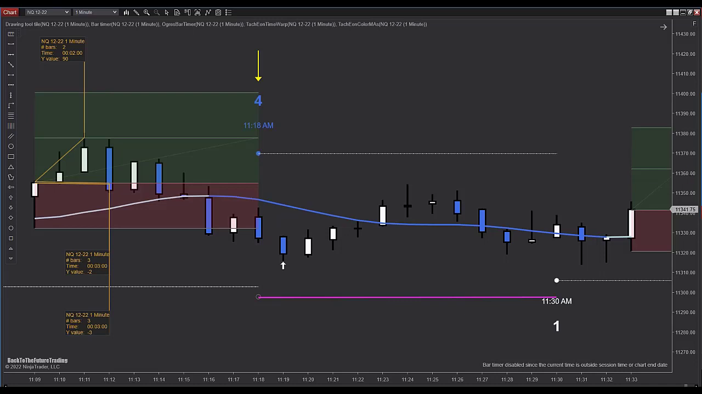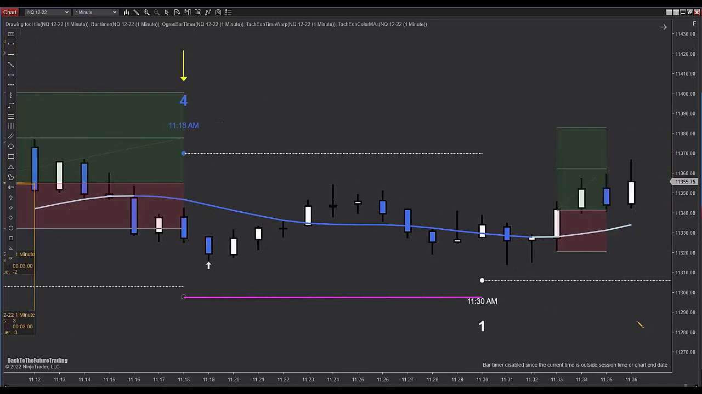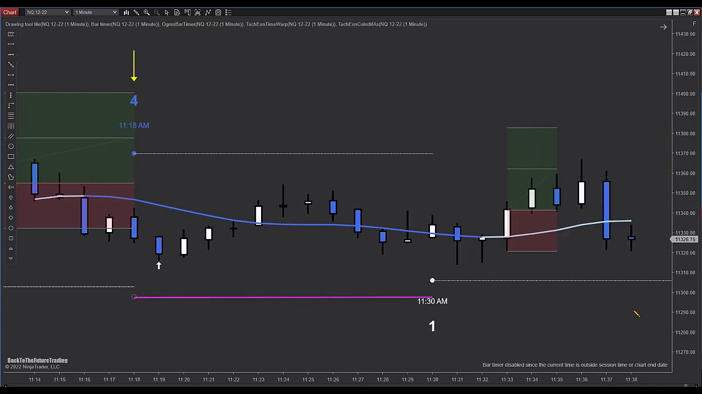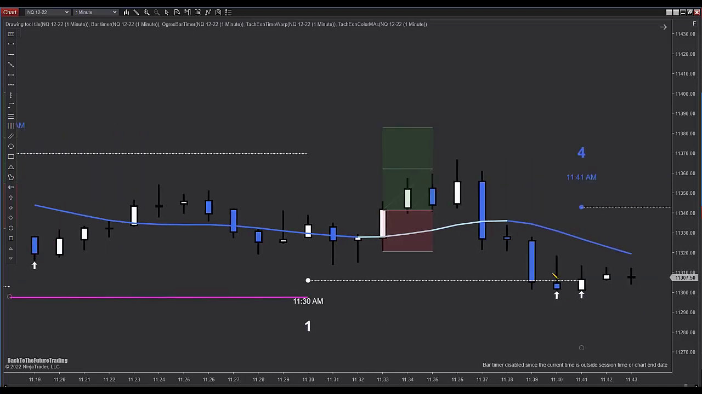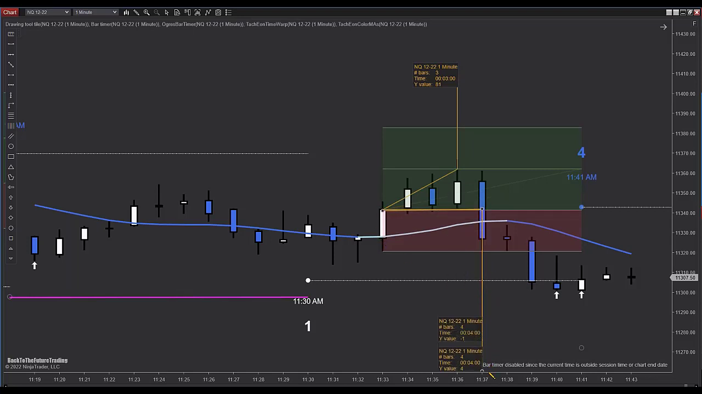Enter, 3 positions, drag stop to wick, target 1. This is the beauty of the stop to break even after target 1. Down. Target 1. Stop at break even. 81 ticks. That's pretty sick. And 2 break evens.